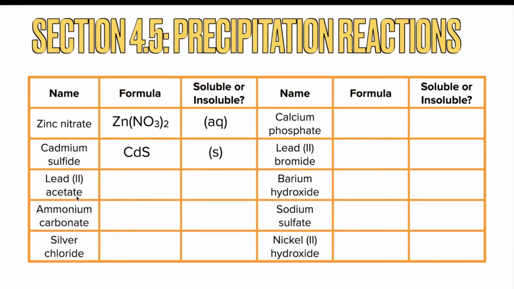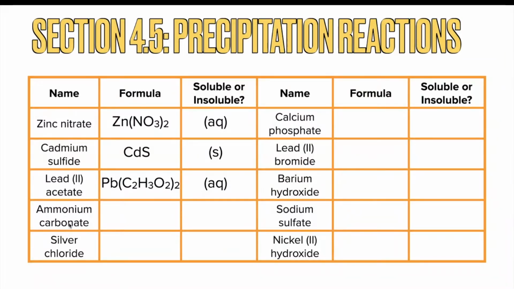Lead 2 acetate. Lead is Pb, by the way. Acetate, I write it this way, C2H3O2. That's the way I prefer to write acetate. And so we've got Pb with 2 acetates. If we take a look at that, it should be aqueous. Okay, again, key thing there is should be aqueous.